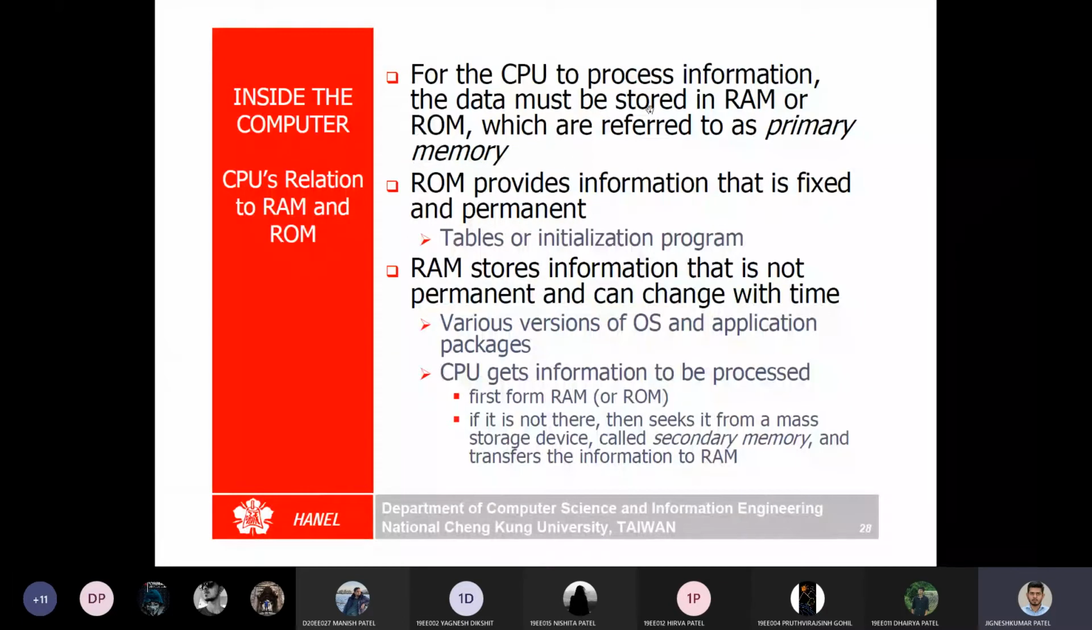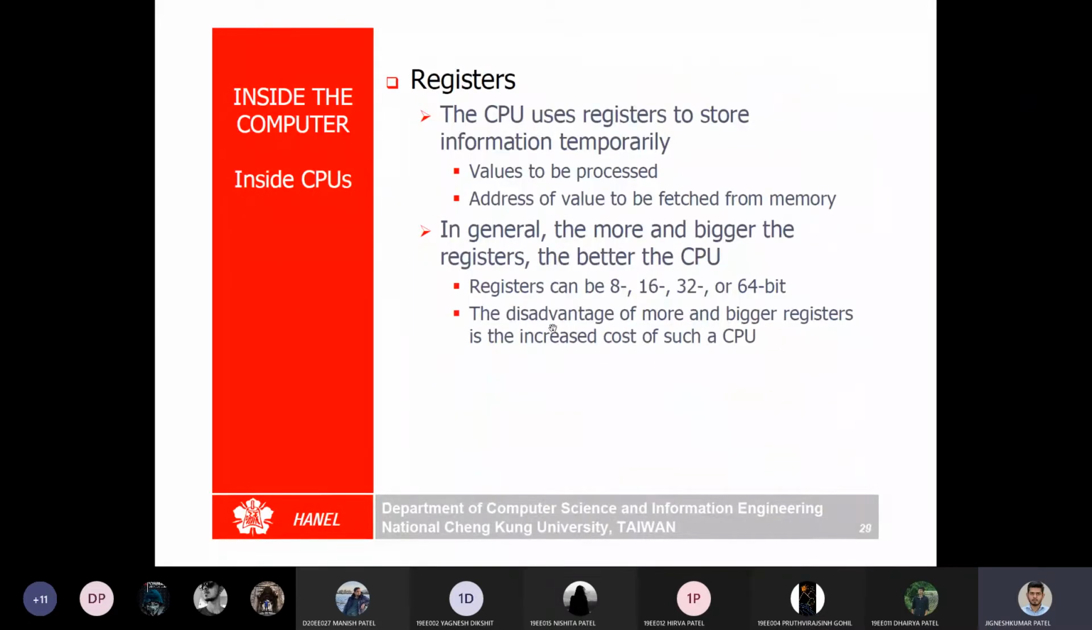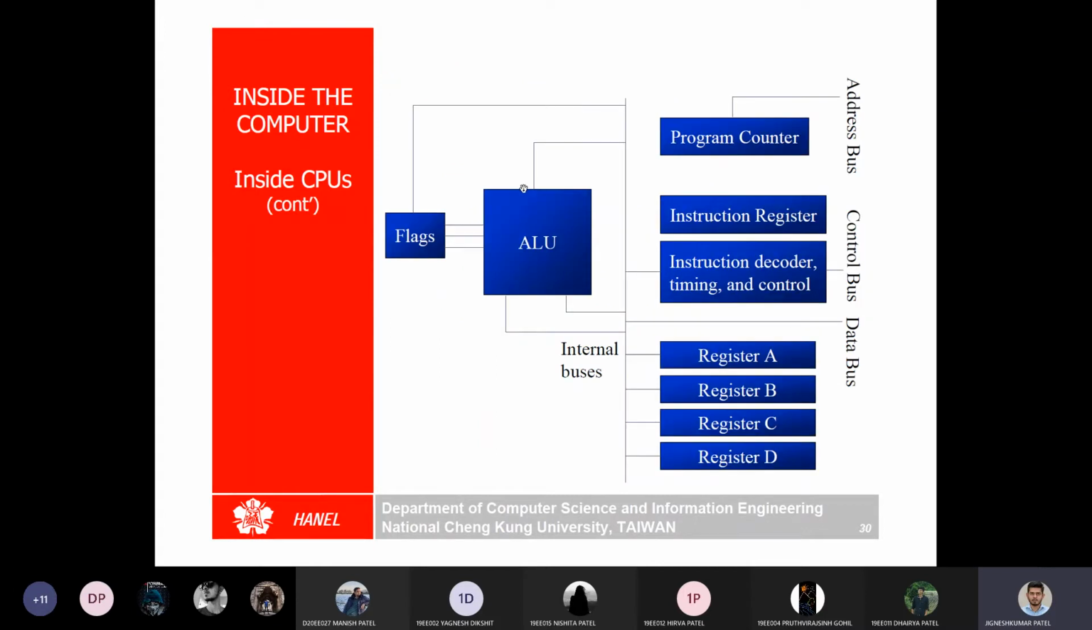For the CPU to process information, the data must be stored in RAM or ROM, which is referred to as primary memory. We'll go into primary and secondary memory later on. I'm not interested in this registers part. We have already seen what a register is. The CPU uses the register to store information temporarily. We are going into details with this.